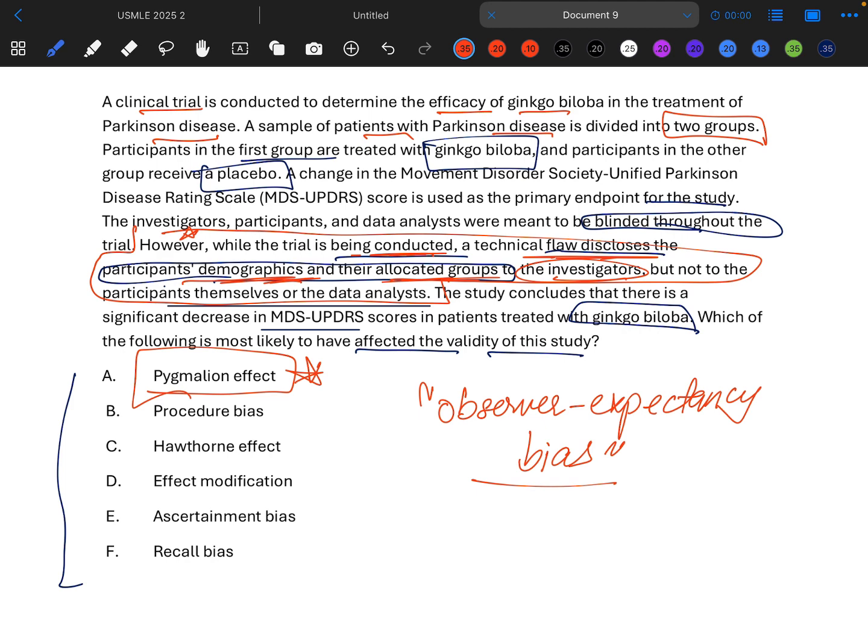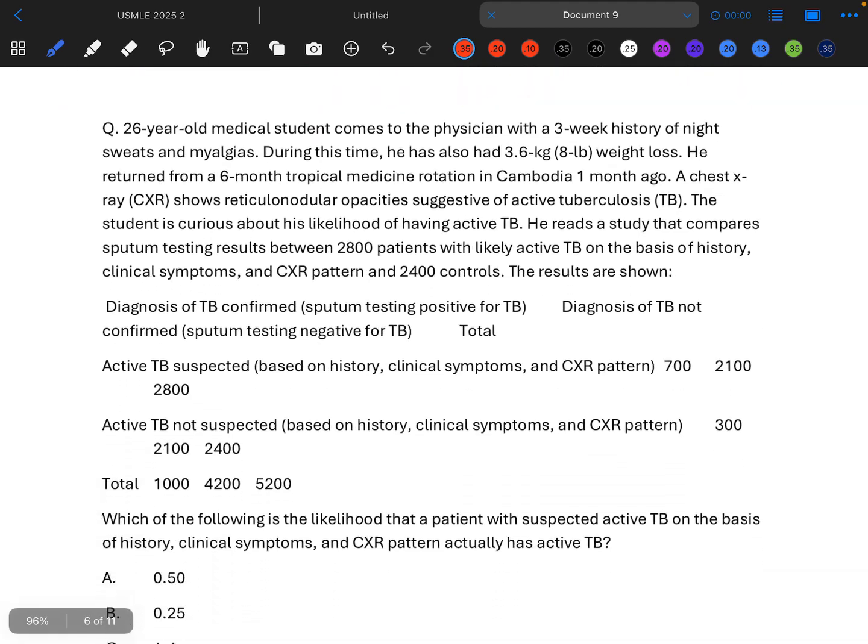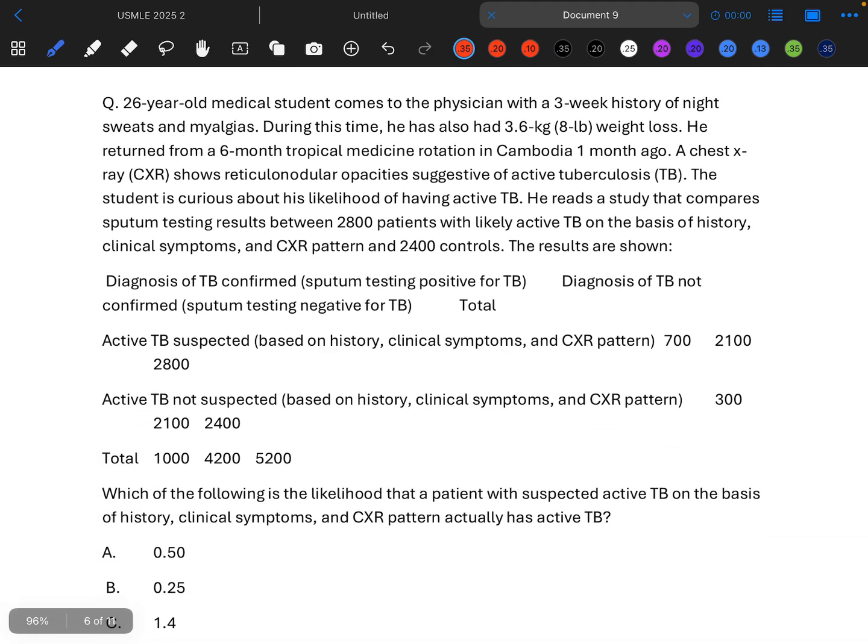That's the phenomenon in which the investigator's expectation influences the outcome of the study. The investigators believe in the efficacy of the treatment with ginkgo biloba and may have influenced the data collection, despite the study not having a placebo group for them. We have placebo groups to reduce this effect, and the investigator needs to be blinded throughout the study. But here the investigators are not blinded. Understand? Now we are moving to our next question.